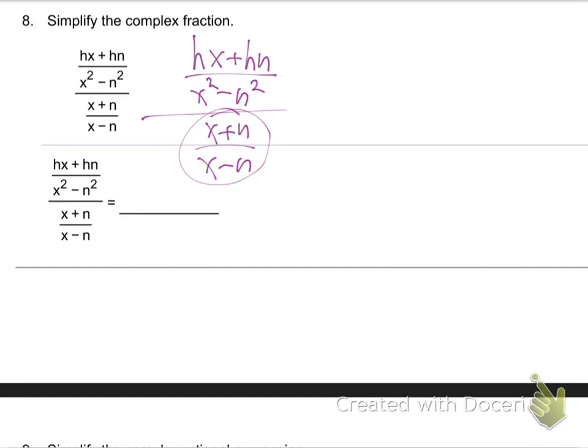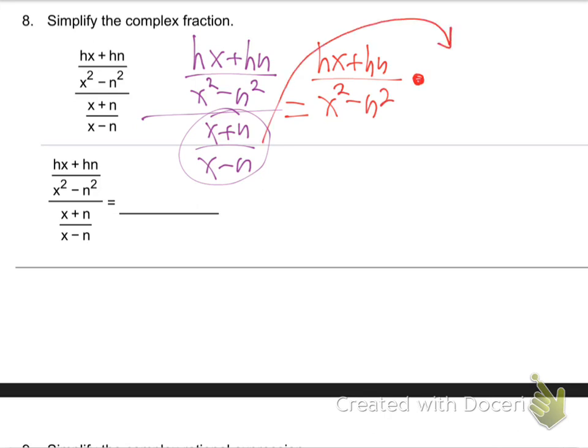So, that's not what I meant to do. So this will become hx plus hn over x squared minus n squared times, and then this thing is just going to flip upside down, x minus n over x plus n. See how I flipped it upside down? Dividing is just upside down, multiplying.